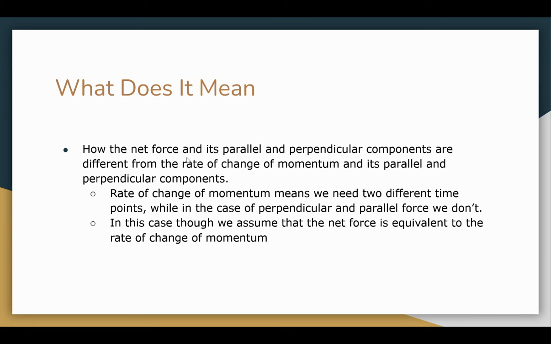So what does it all mean? How does the net force and its parallel and perpendicular components differ from the rate of change of momentum and its parallel and perpendicular components? So the rate of change of momentum assumes that we need two different time points and also two different velocity points. While in the case of the perpendicular and parallel components of net force, or net force in general, we don't necessarily need that. In this case, though, we assume that the net force is equivalent to the rate of change of momentum so that we can get the info we need.